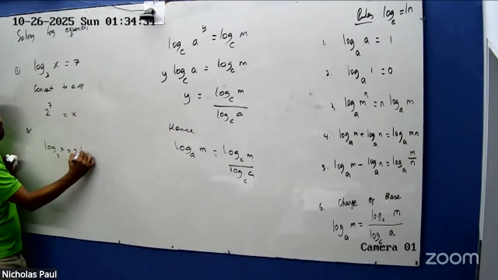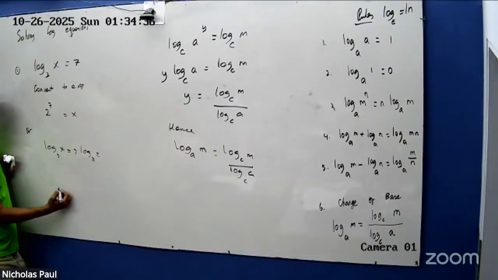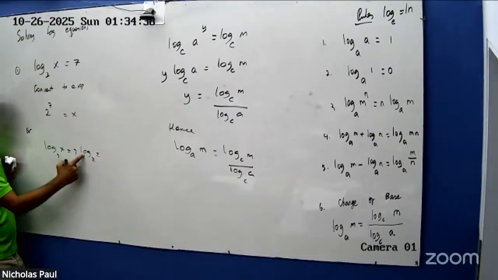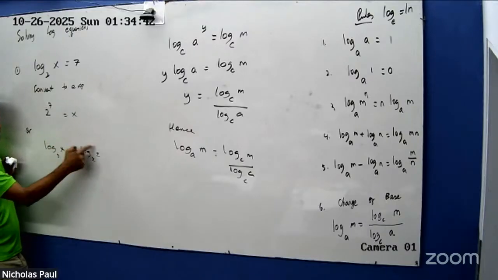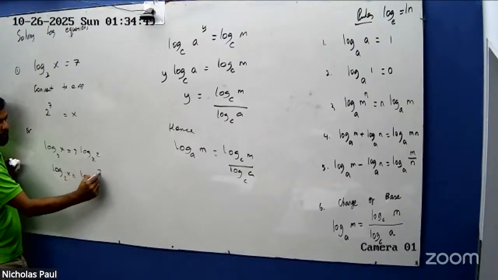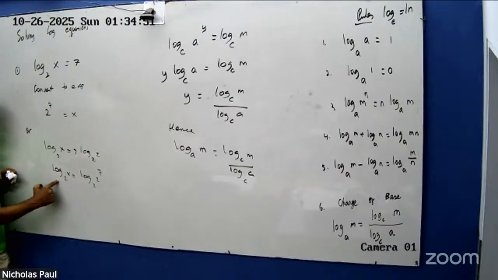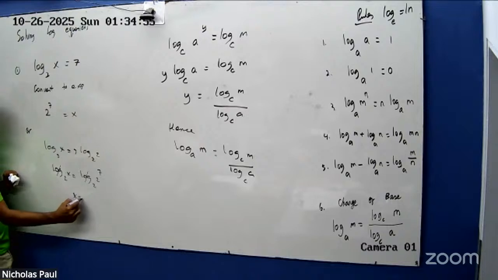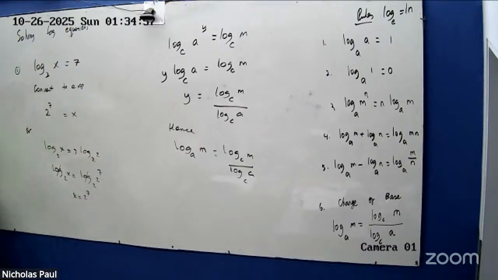log 2 on this side. That's okay? Log 2 is 1, right? So I'm not changing the value in any way. And then I can bring 7 here. So I'll get log 2 to the x is equal to log 2 to the 7. And then when you have log on both sides, drop the logs. x is 2 to the 7. Anyone can do it. Okay?